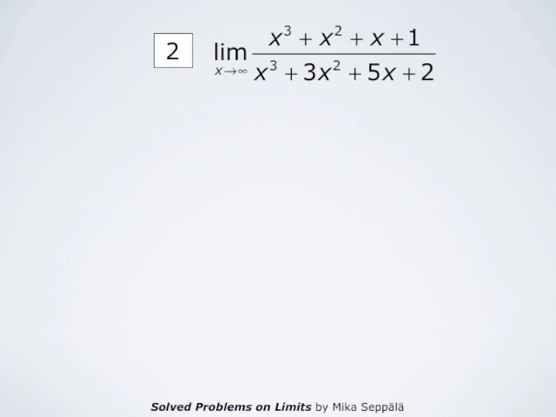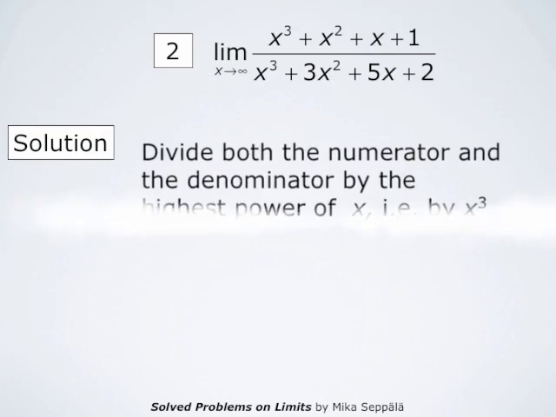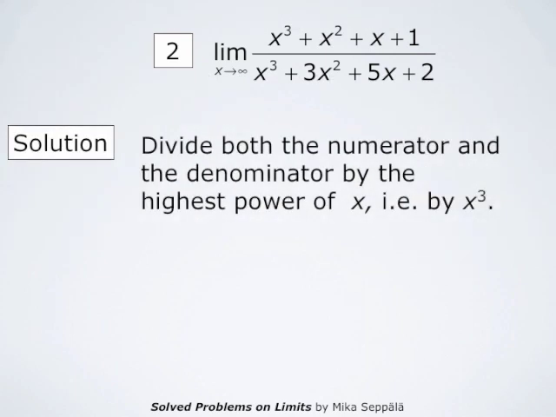To compute the limit as x approaches positive infinity of x cubed plus x squared plus x plus 1, and that divided by x cubed plus 3 times x squared plus 5 times x plus 2, one has to divide both the numerator and the denominator by the highest power of x appearing in the expression. In this case, it is x cubed.